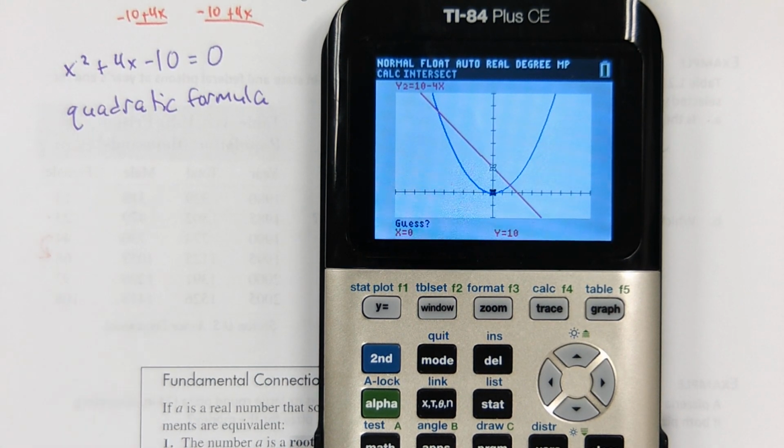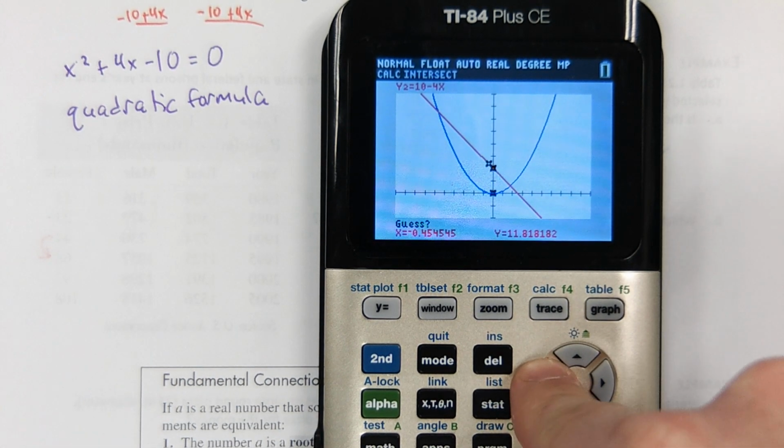And now it says, take a guess. That means get close to the intersection. So you use either left or right to get to the answers. I always go from left to right. So I'm going to start on my left.